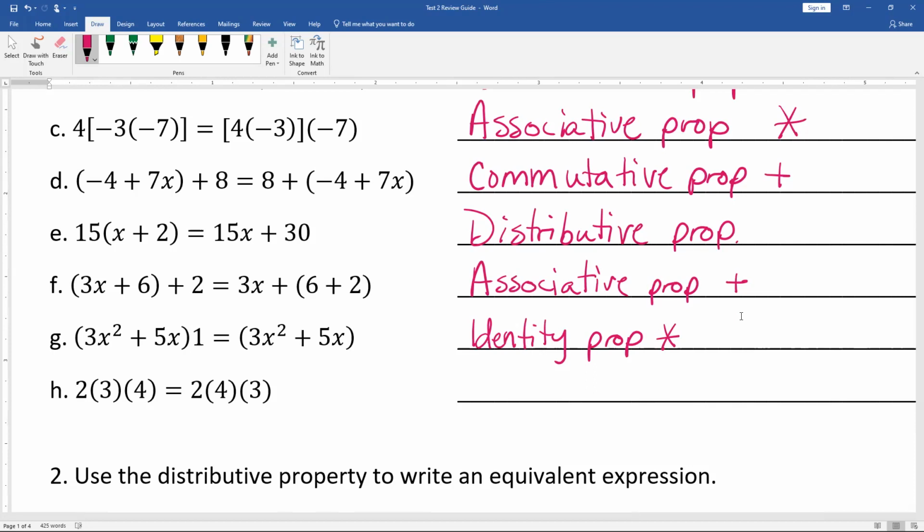Does the order of operation change? It's commutative, right? Look at your numbers. One says 2, 3, 4, the other one says 2, 4, 3. So commutative property of what?